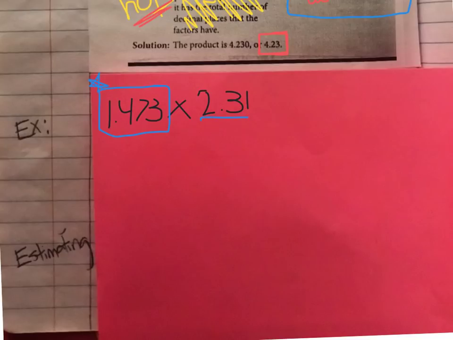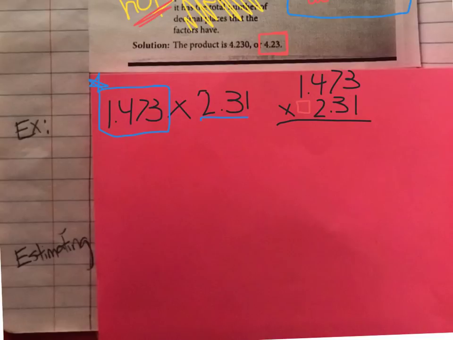So I'm going to go rewrite it over here. 1.473, and then this one 2.31. It's okay that there is like this empty space right here, because we know that there's more digits on top. So there's going to be that space for now, and that's okay. So now our step number 2 says multiply and ignore the decimal.